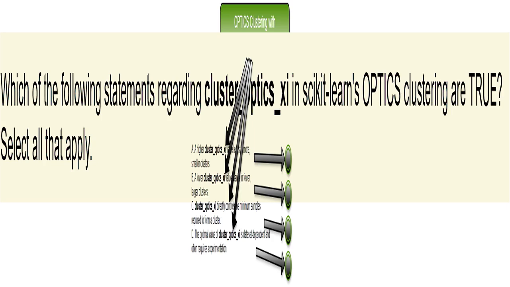Now for statement B, a smaller cluster_optics_xi value means the algorithm uses a more relaxed threshold for cluster formation. It's more likely to group points together, even if they're a bit farther apart in reachability distance. This will lead to fewer, but larger, clusters. It's like having a wider net. You'll catch fewer fish, clusters, but each catch, cluster, will be larger.